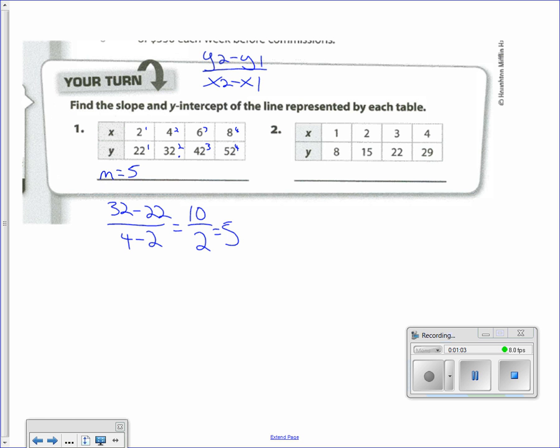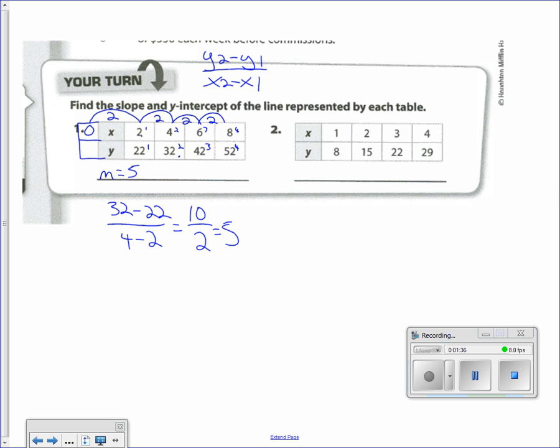All right, to find the y-intercept, you need to find the change in x and the change in y. So from 2 to 4 is the change of 2. 4 to 6 is a change of 2. From 6 to 8 is a change of 2. So if I had another box right here and I needed to get to 0, what would my change be from 2 to 0? Well, that would be 2. So to go backwards to 0, all I had to do is go back 2.